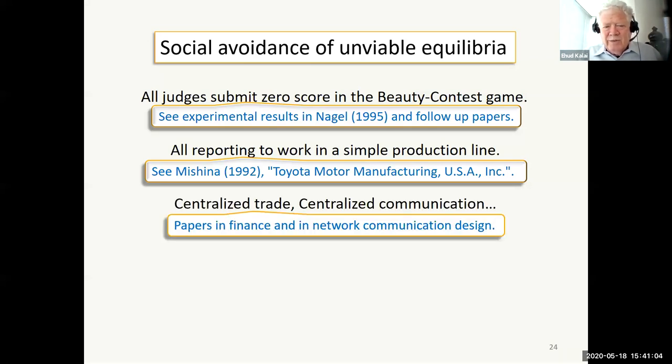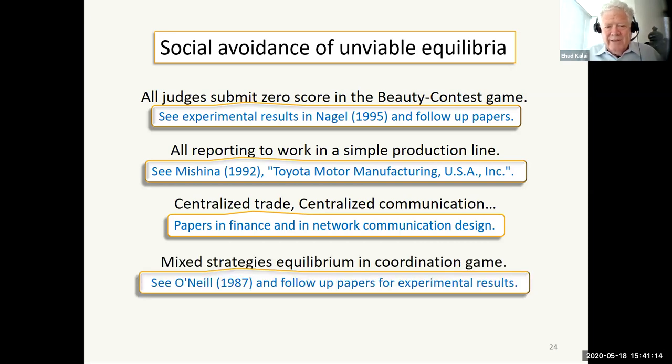I will do some examples later that show that centralized trade and centralized communication don't work well, because it all depends on the performance of one central player. Mixed strategy equilibria are typically not viable for most Nash equilibria. And you can see a paper by Barry O'Neill from 1987 and follow-up literature that did experiments on the use of mixed strategies in real-life experiments.